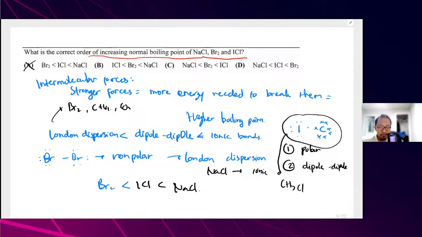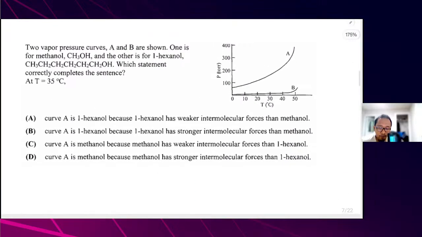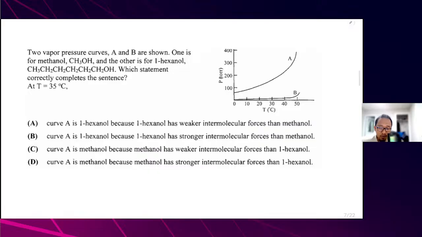All right, now let's move on to another question. Again, two vapor pressure curves, A and B, are shown. One is for methanol and the other is for 1-hexanol. Which statement correctly completes the sentence? Curve A is hexanol because hexanol has weaker intermolecular force than methanol.